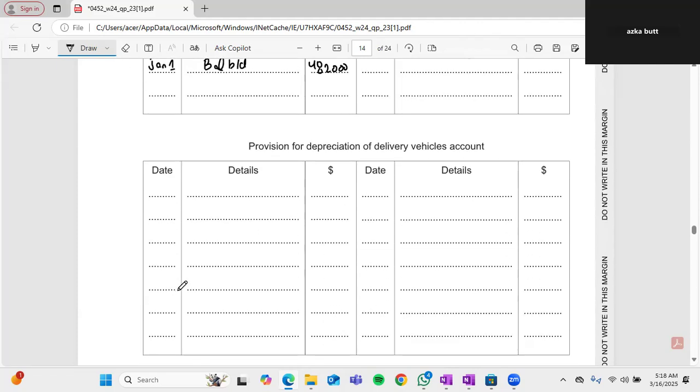Now we also have to prepare the provision for depreciation account. The nature of the provision for depreciation account is always credit whenever it is increasing, and when the depreciation decreases, it will debit. Okay. So it means that we have to write the opening balance on the credit side.